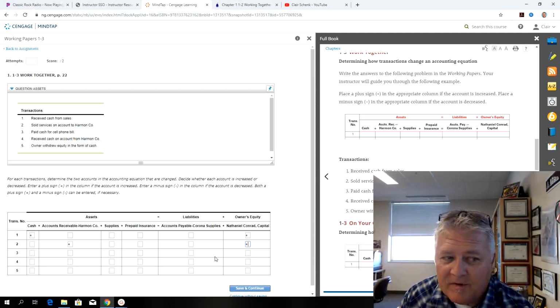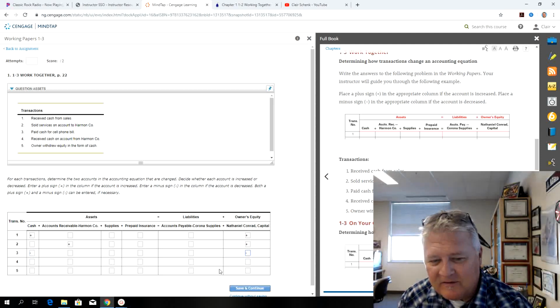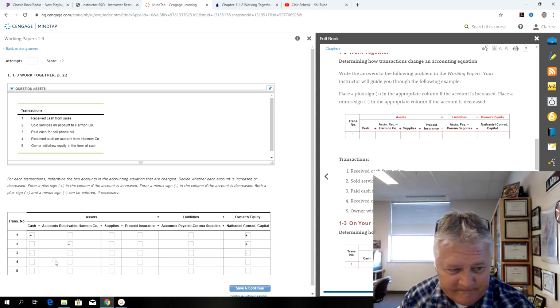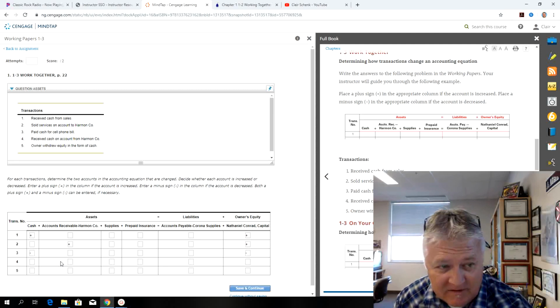So now I'm on number 3, paid cash for a cell phone bill. That's just kind of the cost of doing business. So cash would decrease because I paid cash. A cell phone bill is an expense, and so that would actually decrease the capital. But it's kind of the cost of doing business.